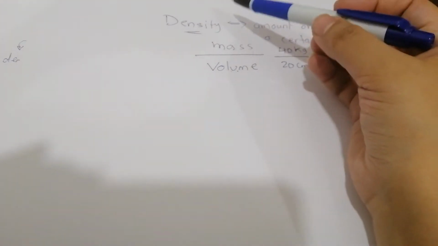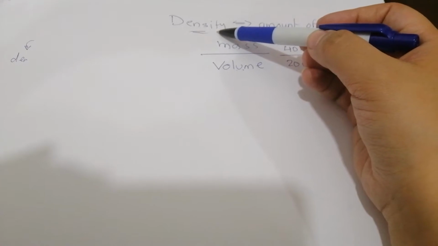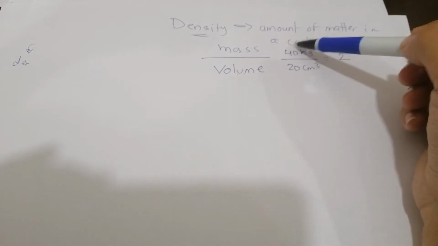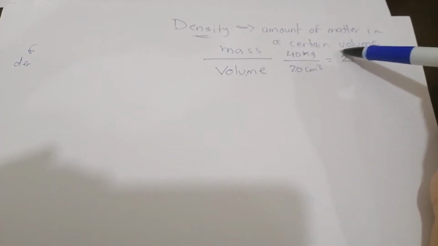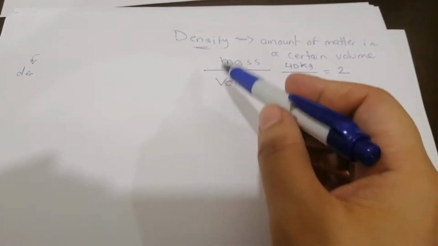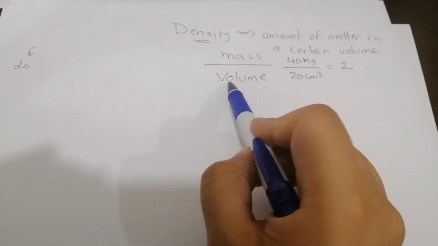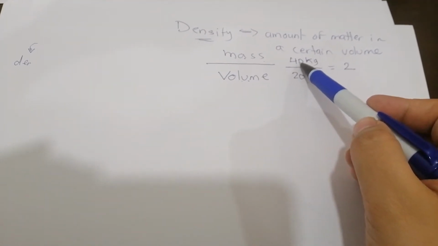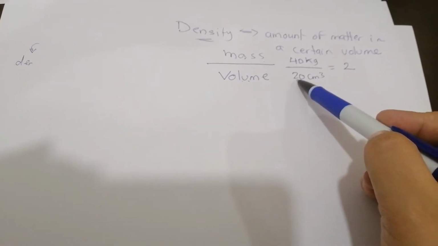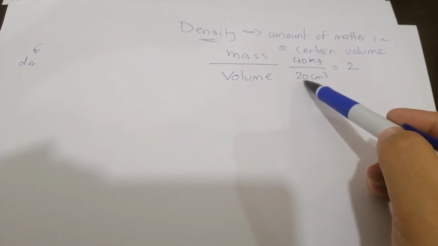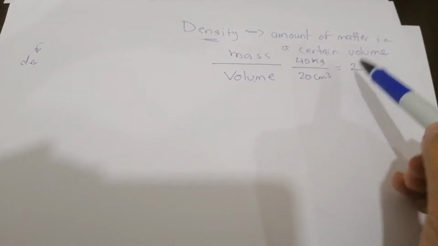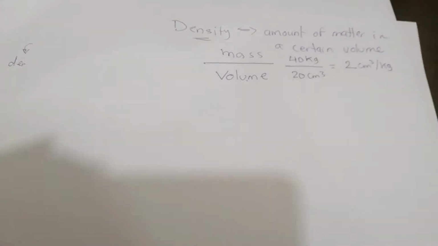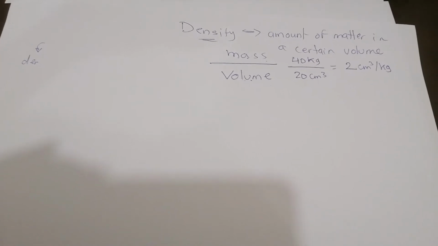Okay, then we will talk now about another physical property called density. What is density? It's the amount of matter in a certain volume. What does this mean? It means it's the mass divided by the volume. So, if I have the mass 40 kilograms and the volume 20 kilograms, so 40 divided by 20 equals what? Yes, equals 2 cubic centimeters per kilograms. This is the density. Okay?